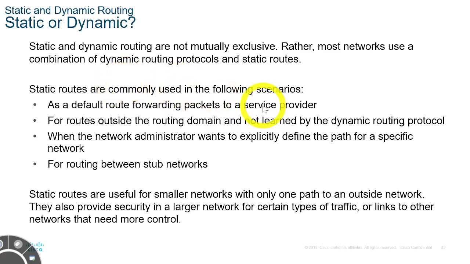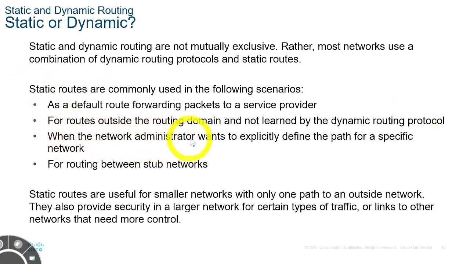Static routes are commonly used in the following scenarios: as a default route, forwarding packets to a service provider as a default. So we define static routes to define a default route. For routes outside the routing domain and not learned by the dynamic routing protocols. So for places where we can't use a dynamic routing protocol, we use these static routes.